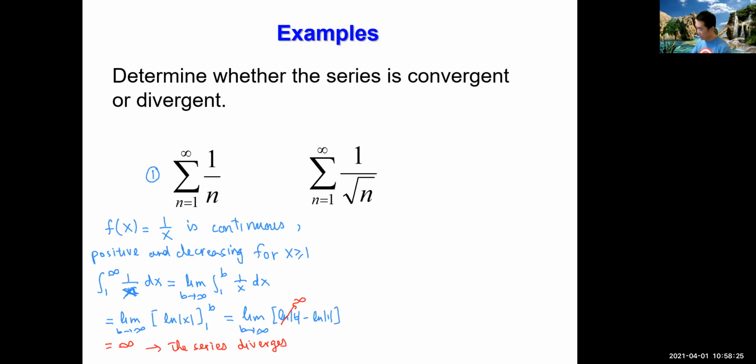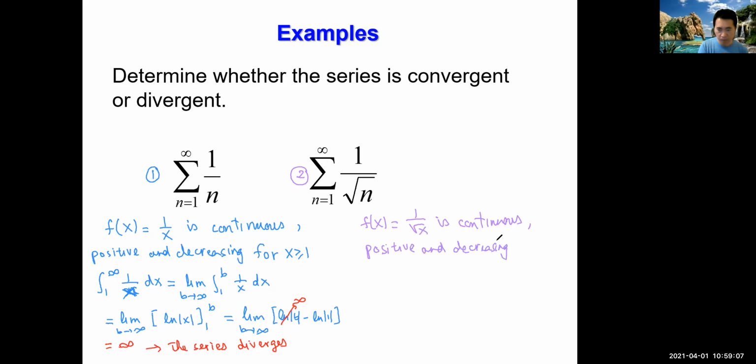Now, if you look at the second example here, this is number 2. We do the same thing. You're going to look at the function f of x equal, what is this? 1 over root x, right? This function. And then again, you ask yourself, is this function continuous, positive, and decreasing?